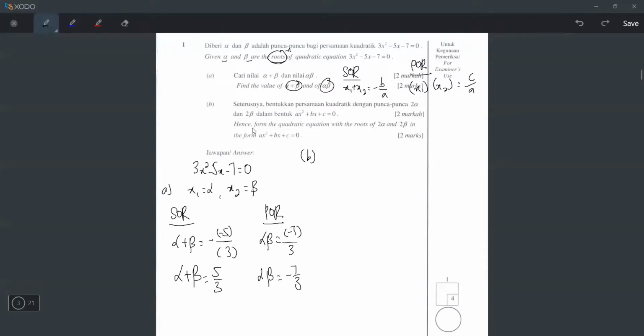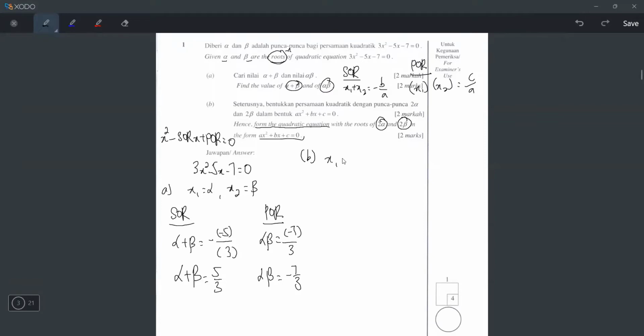For question B, they want you to form an equation. So the moment you see form equation, you should know that you need to use this formula: x squared minus sum of root x plus product of root equals 0. You will only use this formula when they ask you to form an equation. You also use the sum and product of roots, but this time you don't know your b and your a, because you are forming the equation. Let's keep reading first. Form the quadratic equation with the roots 2 alpha and 2 beta in this form.